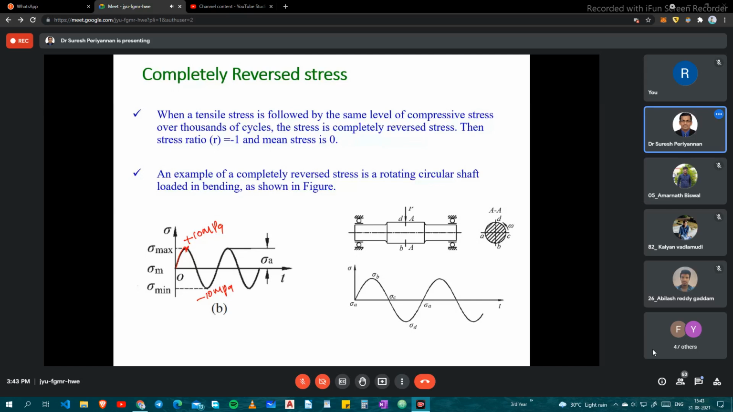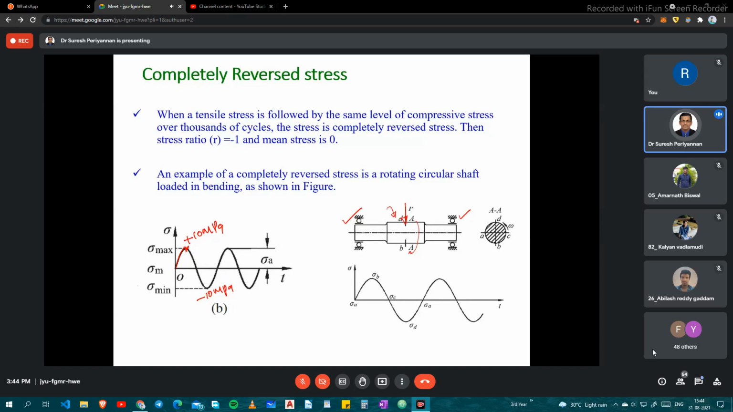Here, this is the shaft subjected to two-side bearings. Now the shaft is rotating. This top portion is now subjected to compressive stress. When this portion goes to the bottom, the shaft is subjected to tensile stress, right? When this region comes back to the top, that portion is again subjected to compressive stress. So the stress acts in a cyclic manner in the component.